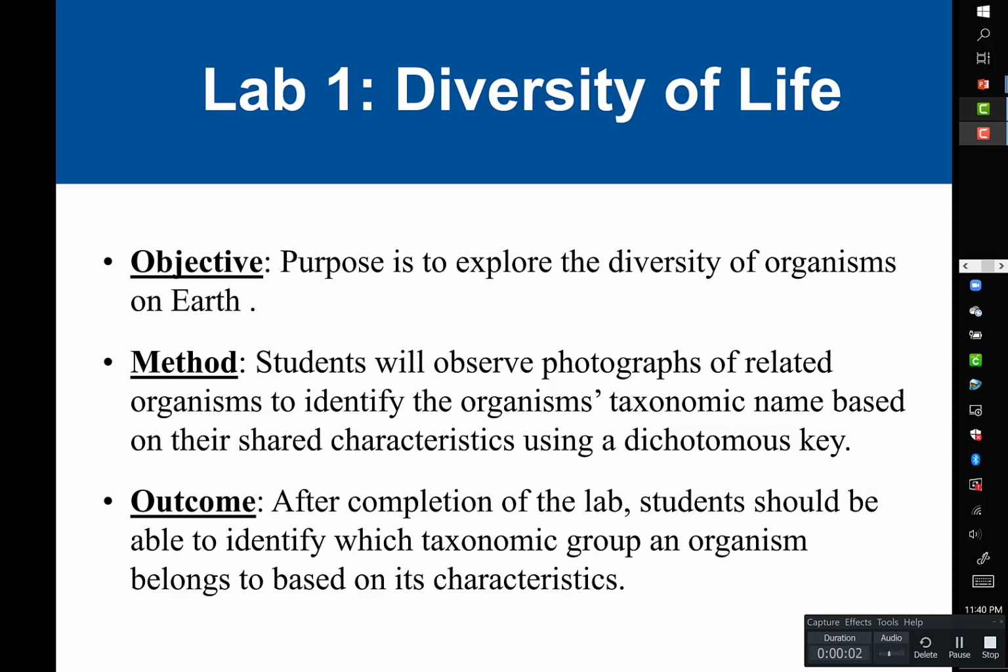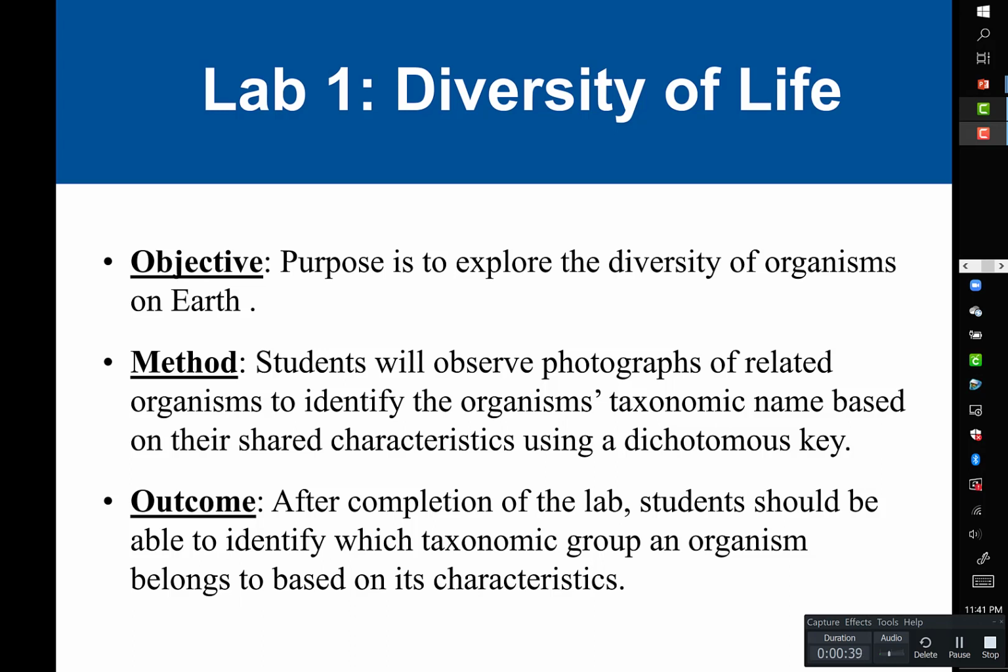So in this lab, we are going to look at the diversity of life. And just to give you an overview of what we will be doing in this lab and what we want you to gain from this experience, the purpose is to explore the diversity of organisms on Earth. The method that you'll use is that students will observe photographs of related organisms to identify the organism's taxonomic name based on their shared characteristics using a dichotomous key. And I will go into more detail about this in a moment.